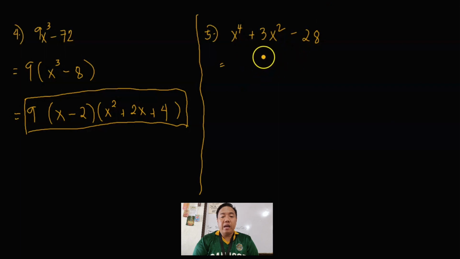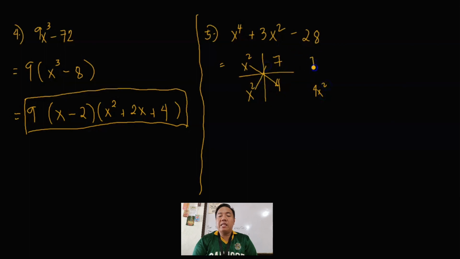So, we'll have here x raised to 4. We'll have x squared and another x squared. How about 28? 7 and 4. Sige, let's try. So, by cross multiplication, we'll have 4x squared. And the other one is 7x squared. Since the last term is negative, then our answer should be 1 positive and 1 negative. Kung ano yung sign ng middle term, ilalagay natin sa mataas na product. Sino mas mataas sa product? 7x squared. So, positive, and this one will be negative.